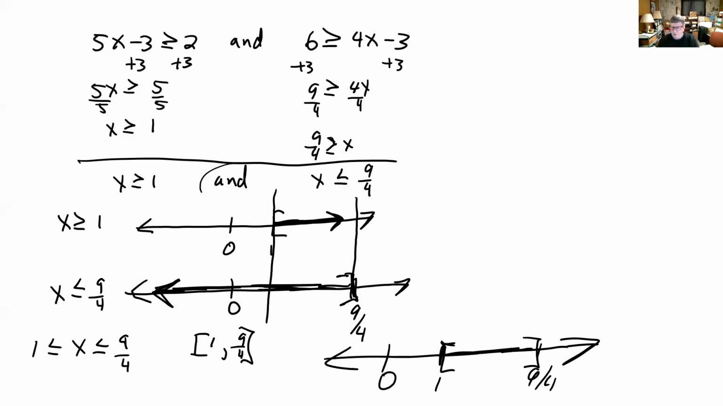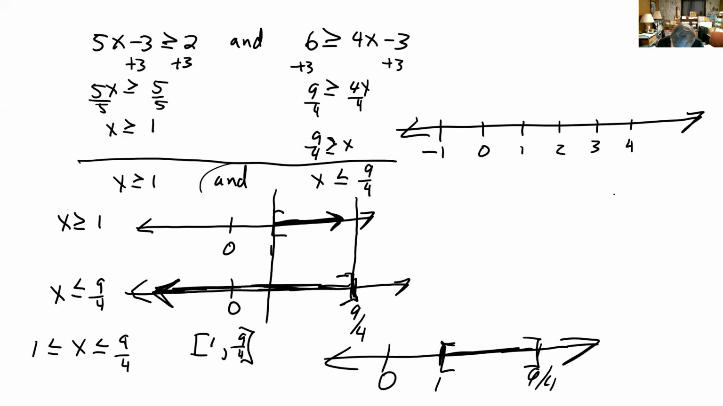Now, let's say this was a web assigned problem and the graph was given something like this. Let's see, -1, 0, 1, 2, 3, 4, etc. So you'd put a bracket at 1 and then 9/4. 9 divided by 4 is 2 1/4, so that'd be right about there. And then a line segment in the middle. Any questions about that? Nope, got it. Excellent.